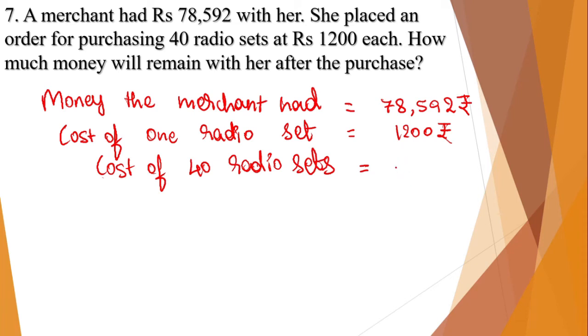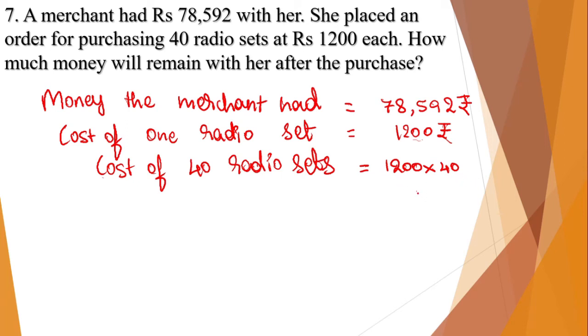So 1,200 multiplied by 40 will give our answer. Right? Instead of adding 1,200 forty times, we can just multiply it. And then we can subtract it from 78,592, and we will get our answer. Now first, let's multiply this. Here we have 3 zeros. We can ignore them, and at last we can add them.